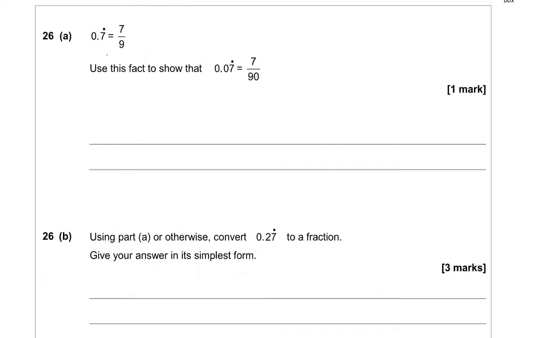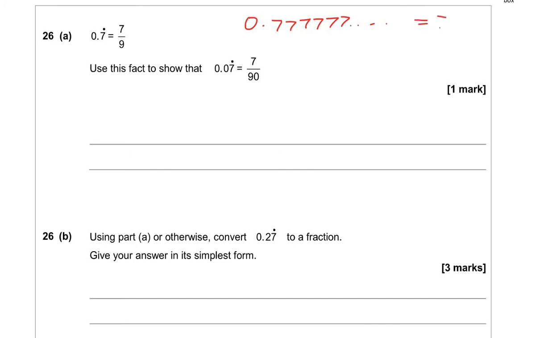Okay, great. So these are some recurring decimal questions. I love these types of questions because you can use algebra to solve them. So we're told that 0.7 recurring is 7/9, so that's this thing here.